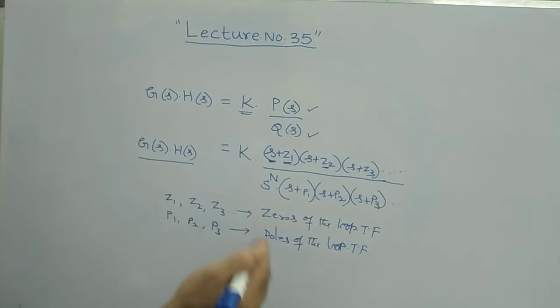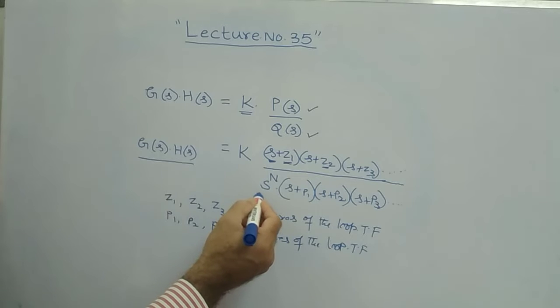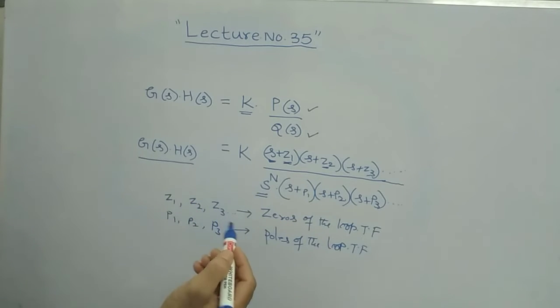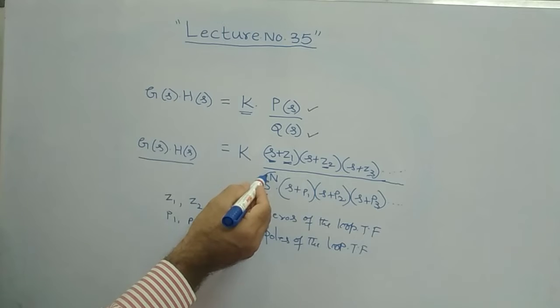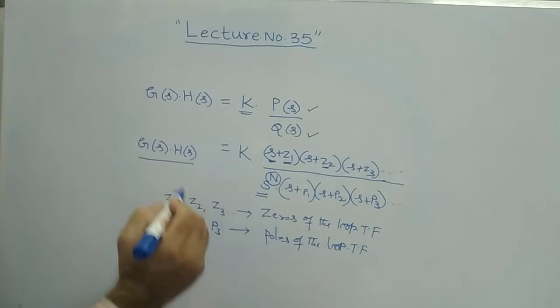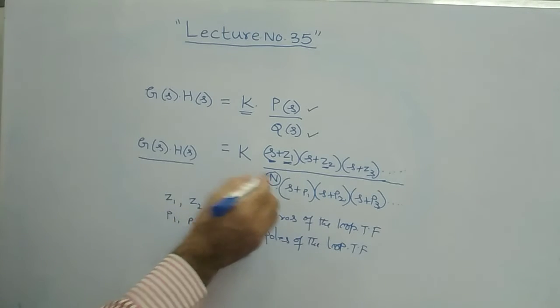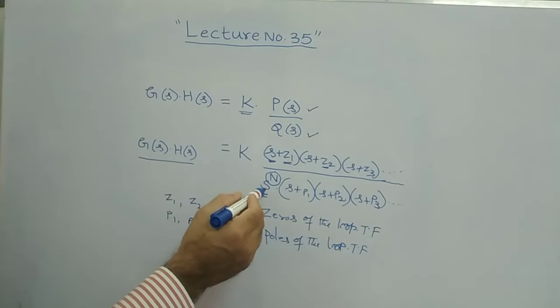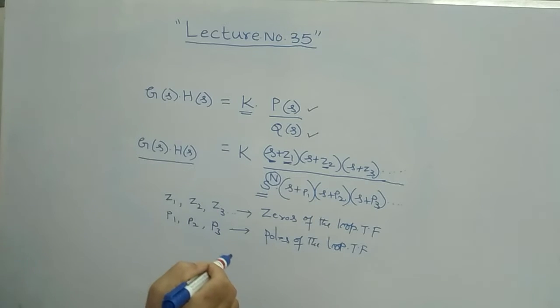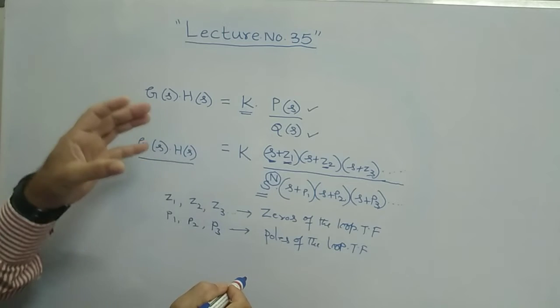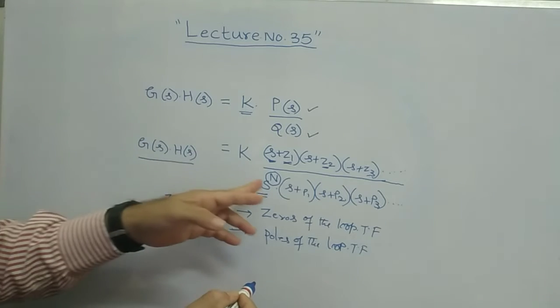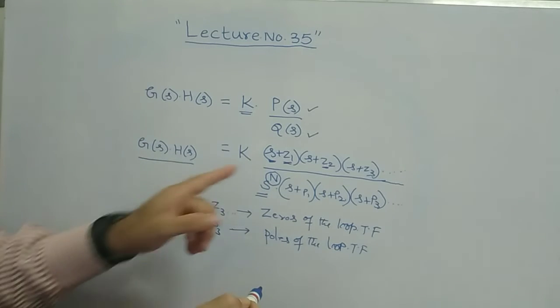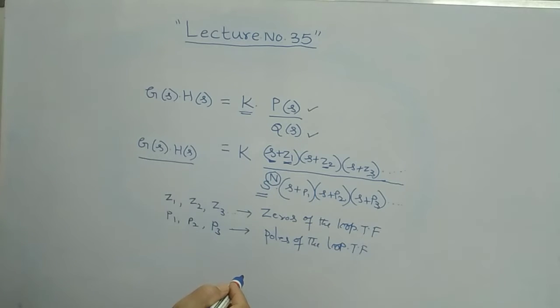Clear? And then here, if you see s power n, this n decides the type number of a system. You know that this n is the type number. So now it is given s power n, meaning the type number is n here. s power n, n is the type number of the system.